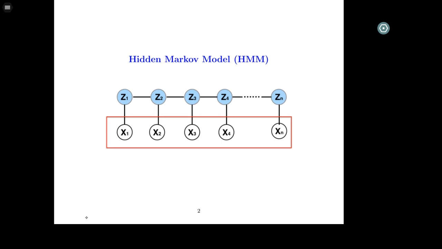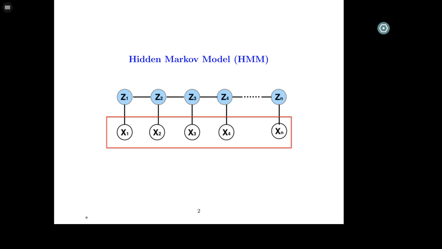Another bigger reason I want you to look at the graph without the arrows is because there are two types of graphical models in machine learning. One is the one with the arrows, known as the Bayes network. Now, if you don't know what a Bayes network is, just ignore that. And another one is the undirected graph, and they're called graphical models. So the hidden Markov model is actually one type of graphical model.